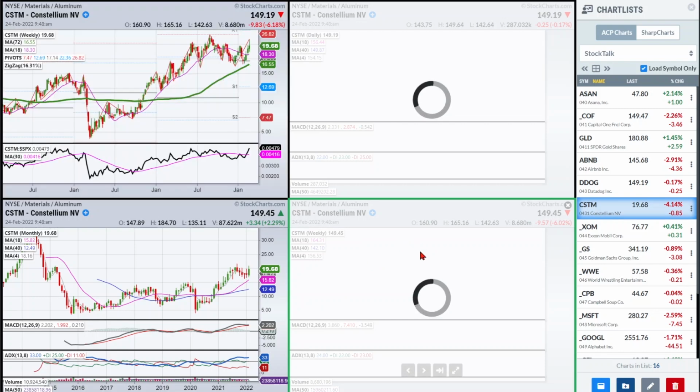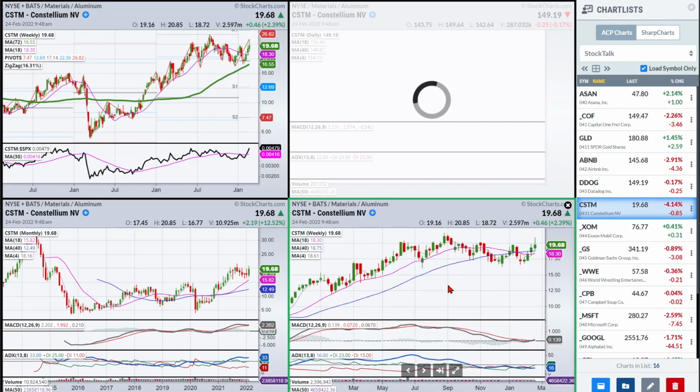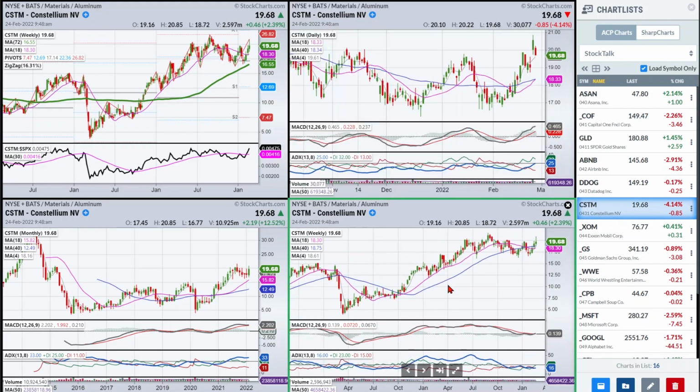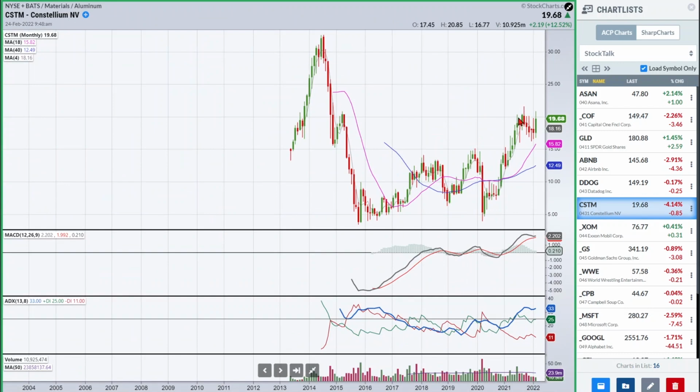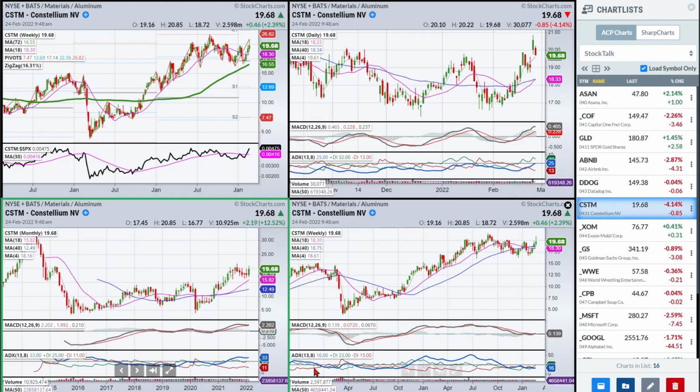So here's an interesting pattern in the aluminum area that had the strong move to the upside. Look at this, let's start with the monthly, nice move to the upside, nice breakout. Look at the MACD confirming, look at the ADX, very strong, well above 25. And then we go through this consolidation phase. We get a pinch on the monthly chart.